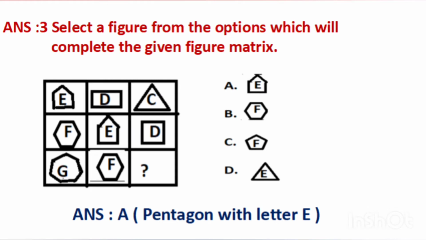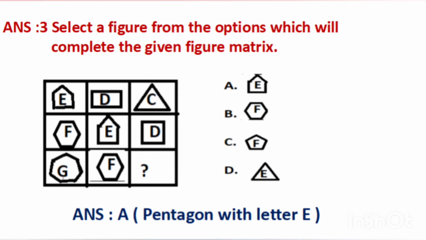So here you can see when you move from right to left in the first row, it goes C, D, E in order. Then in the second row, D, E, F. So here you need to find out in the third row which letter comes just before F. So it is E. So which is the correct option? A, pentagon with letter E.